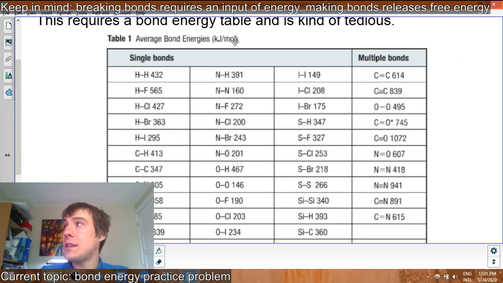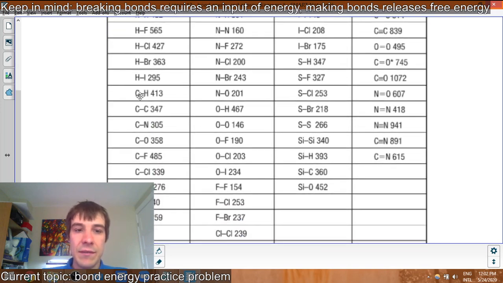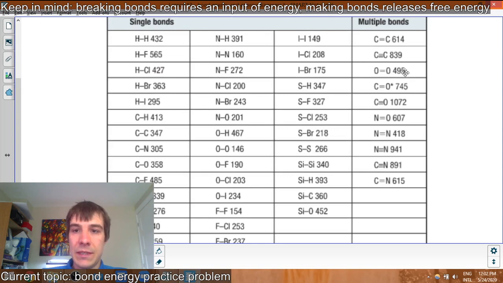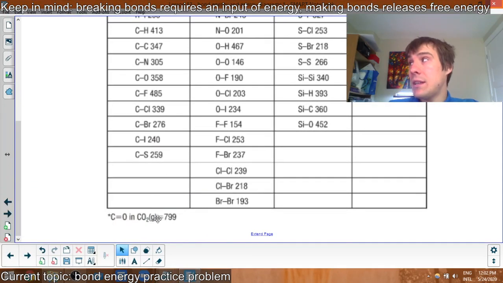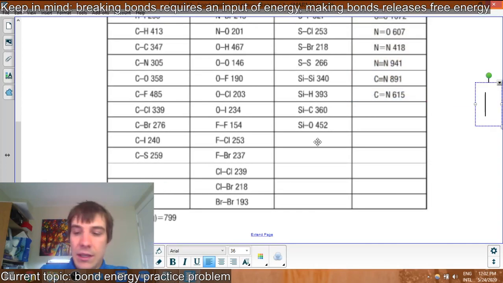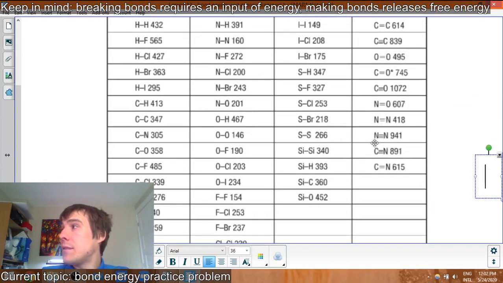But here's some bond energies in kilojoules per mole of those bonds. And you see hydrogen, 432 kilojoules per mole, nitrogen, 160 kilojoules per mole, all kinds of different ones, carbon, oxygen. Oxygen single bond is very low. Oxygen double bond is pretty high, but not too high. The carbon-oxygen double bond, 745 kilojoules per mole, but in CO2, which is what this is down here, it is 799 kilojoules per mole. So that's a bond energy table.